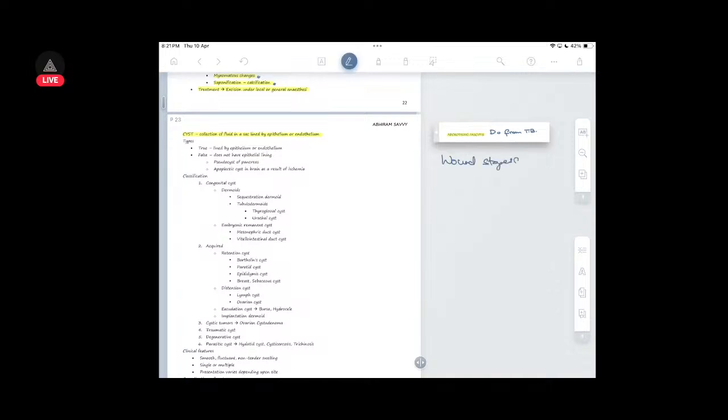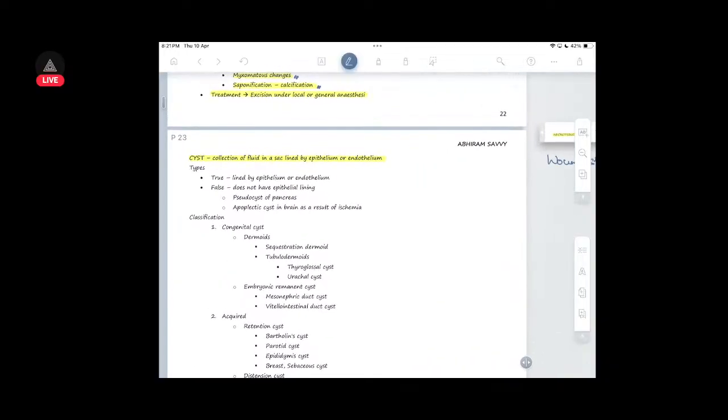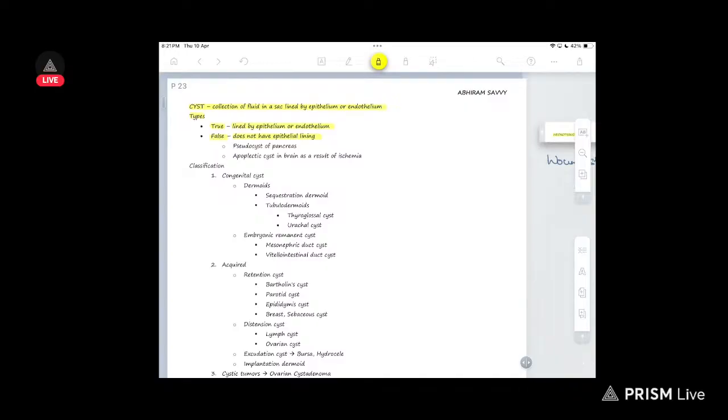Stages of treatment. That is one topic which I need to do. Fine, moving on. So a cyst is a collection of fluid in a sac lined by epithelium or endothelium. You have types: a true cyst and a false cyst. A true cyst is lined by epithelium and endothelium, but a false cyst does not have an epithelial lining.